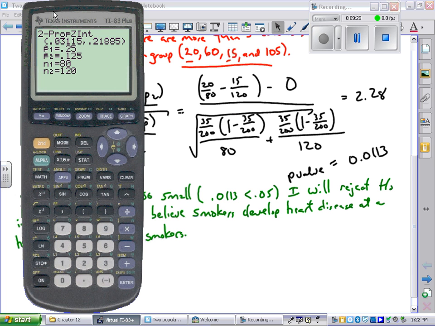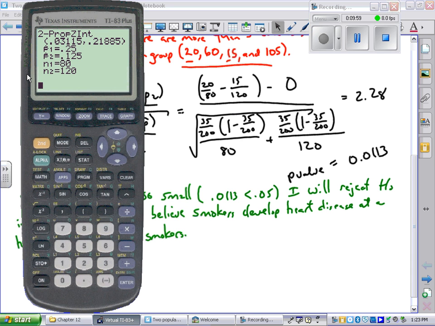So based on what we just did, would it be a legitimate conclusion to say smoking causes heart disease? No, why not? Because that's causation, and this was not an experiment, it was an observational study. So we found a connection, an association, a link between smoking and heart disease. That's different than saying smoking causes heart disease.